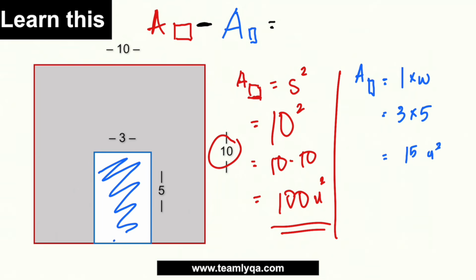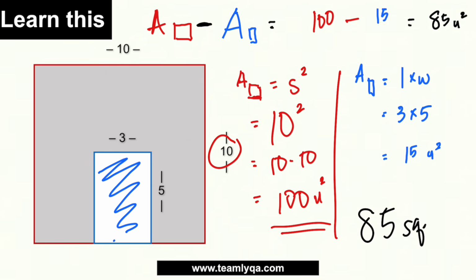Tapos, again, dahil ang hinahanap lang natin is shaded region, kukunin natin yung 100 units squared. Tapos, ibabawas natin sa kanya yung 15 units squared na meron yung rectangle. At ang lalabas dyan would be 85 units squared. So, the answer is 85 square units or units squared.